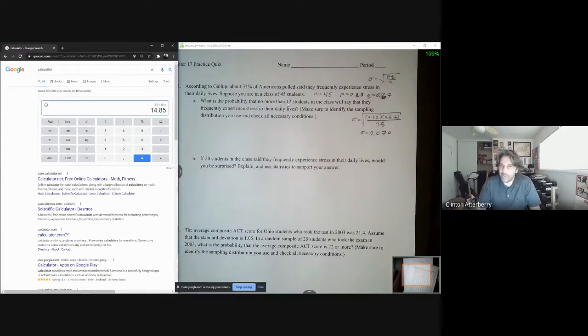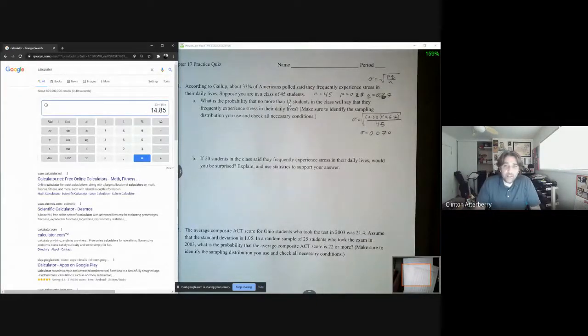Do you guys understand what the question's asking? We wouldn't expect exactly 15 people or 14 people. It might be off by a little bit. It might be 12, it might be 20, it might be higher or less. But if 33% of Americans frequently experience stress and you're around 44 other people, so 45 total, the question is asking for the probability that it's no more than 12, that it's 12 or less.